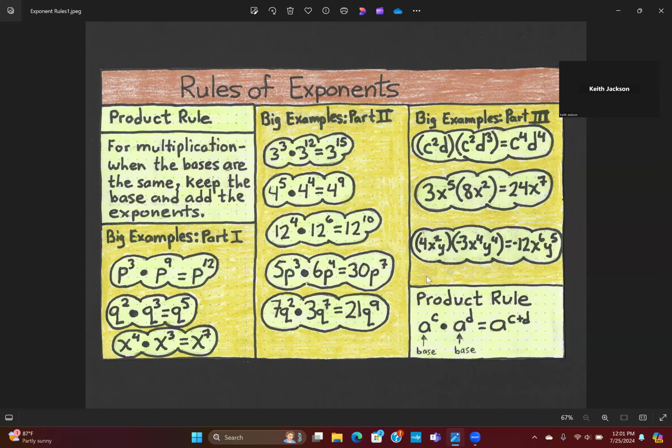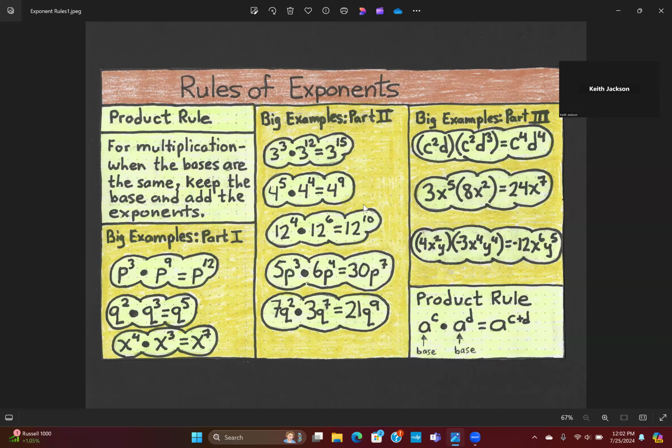And finally, here's our next example, in which we have the quantity 4x squared y times the quantity negative 3x to the fourth power y to the fourth power. What would that equal? Well, let's multiply those numbers again. We have a 4 times a negative 3, which will give us negative 12. And let's multiply the x's, keeping the base and adding the exponents. We have x to the second power times x to the fourth power, which will give us x to the sixth power. And then we have y to the first power times y to the fourth power, and that would give us y to the fifth power. So our final answer here will be negative 12x to the sixth power y to the fifth power.